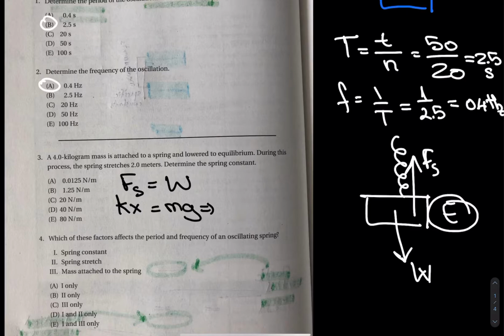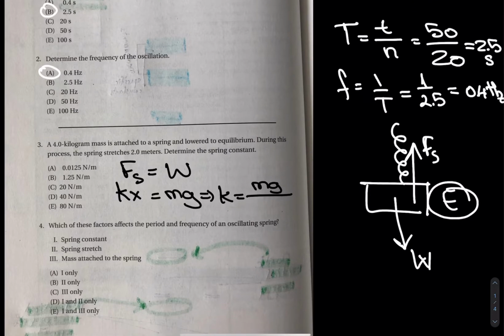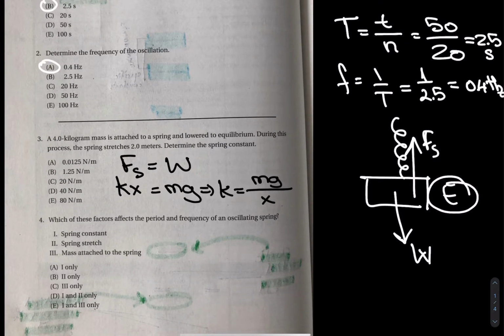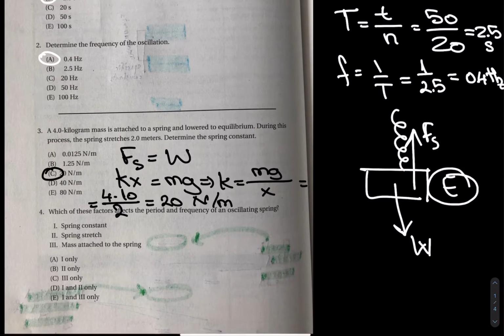So we will just write their formulas. This means that k, which is what we need to determine, equals 4 kilograms times 10 over 2 meters, which will be equal to 20 newtons per meter. So it's C. Alright, now let's go to the next question.